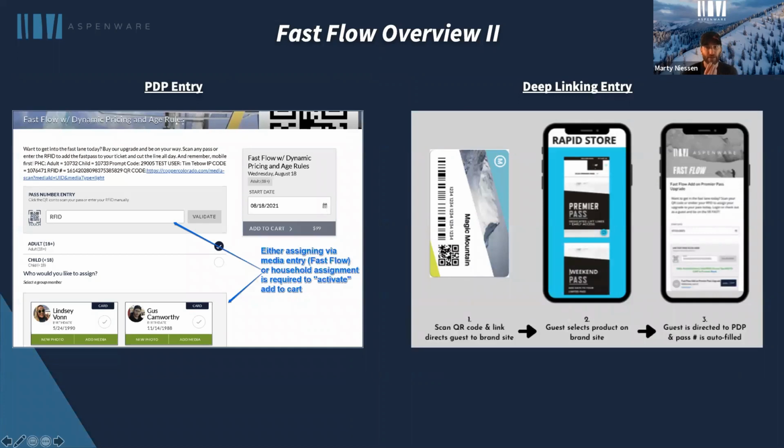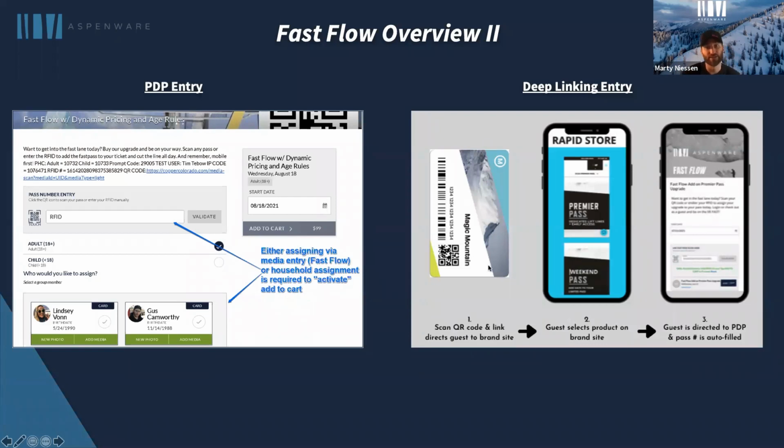Continuing with the overview, there are primarily two different flows guests can go through. The guest can navigate to the PDP. Here they can go through a few different entry methods. They can enter their pass number in the FastFlow entry field. They can click that QR code icon and scan their pass's QR code, and it will display if the guest is valid or not. Thirdly, if the guest happens to be logged in, and you guys have the option to enable assignment by selecting from group members, the guest can still enter their pass number, but they could also select this down here. So that way they can still assign to non-group members if they decide to do so.